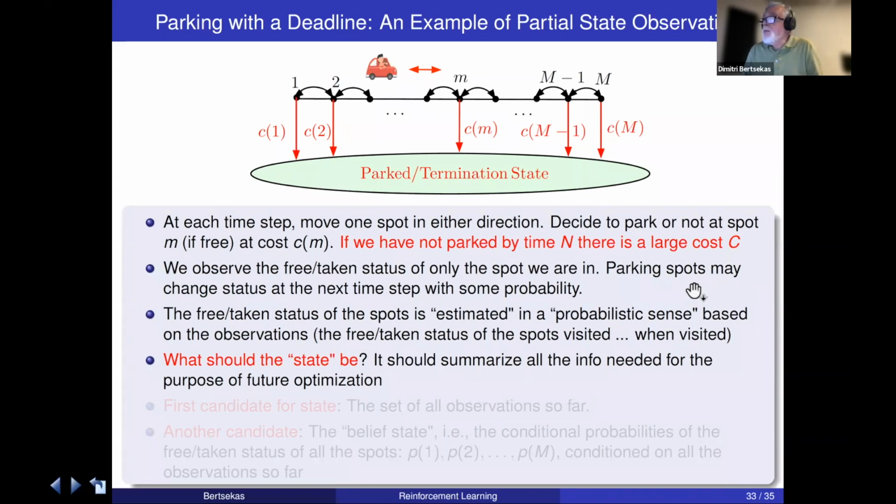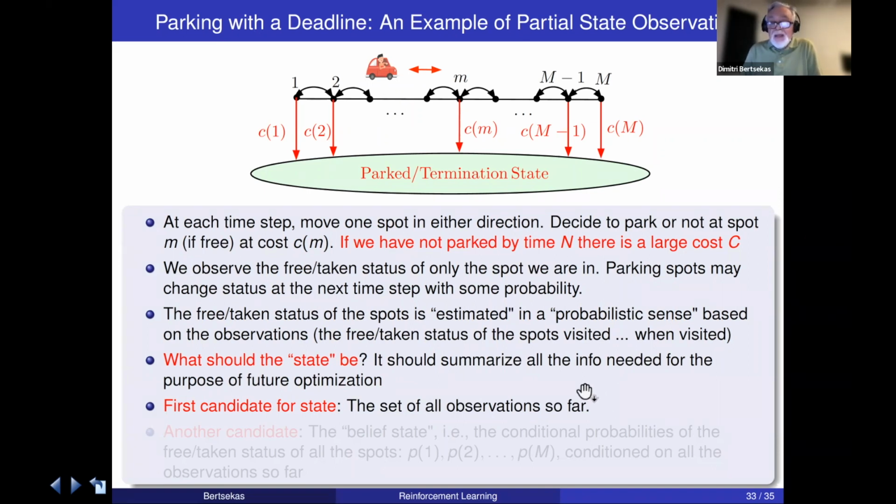So what should the state be in this context? Well, it should summarize all the information needed for the purpose of future optimization. This provides a guideline. And one possibility, a first candidate, is the set of all observations so far. That summarizes all the information we ever got, and that's the best we can hope for.